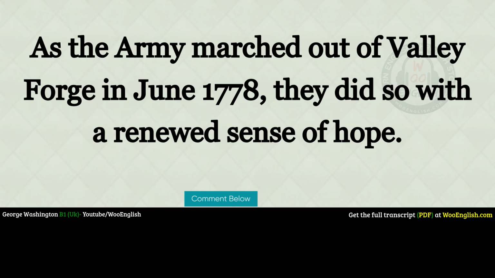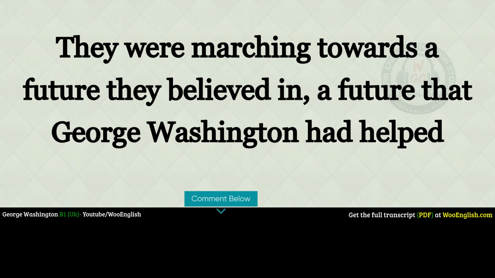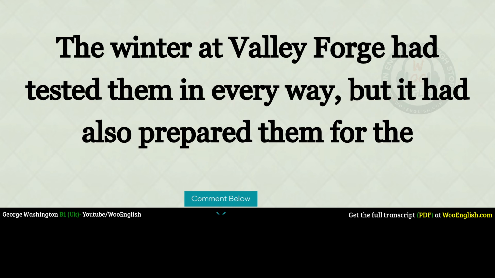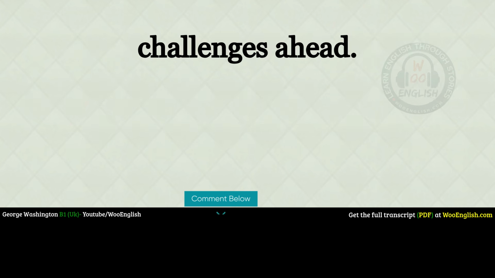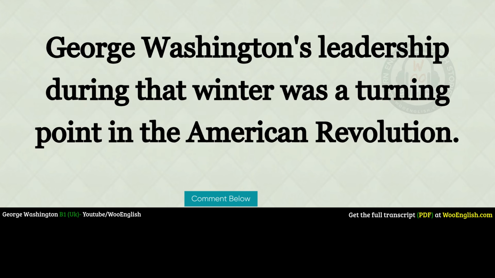As the army marched out of Valley Forge in June 1778, they did so with a renewed sense of hope. They were not just marching to battle, they were marching towards a future they believed in, a future that George Washington had helped them see. The winter at Valley Forge had tested them in every way, but it had also prepared them for the challenges ahead.